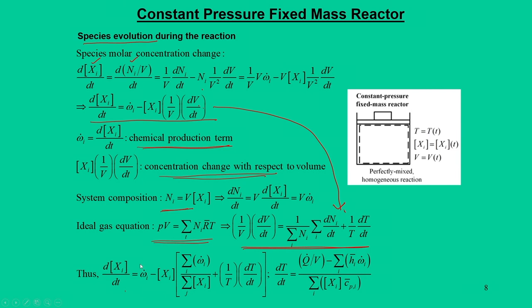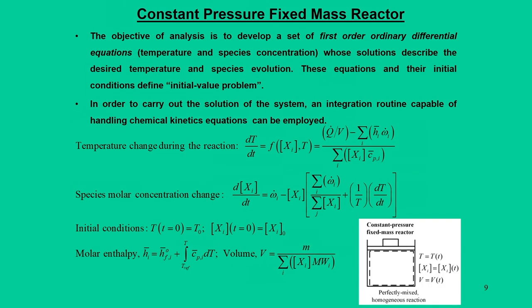So, if you look at these two equations and try to correlate what we are trying to achieve: we are trying to achieve how temperature changes with time, which we get from this expression. Second, we are trying to see how the concentration changes with time, which we can achieve through this, and we also see how volume changes with time. This we can also achieve from these equations. So, we have all these three equations which need to be solved simultaneously.